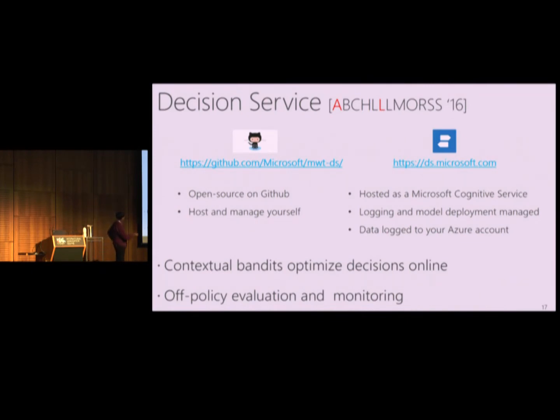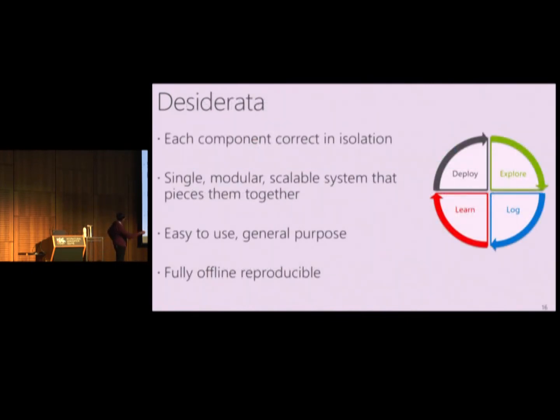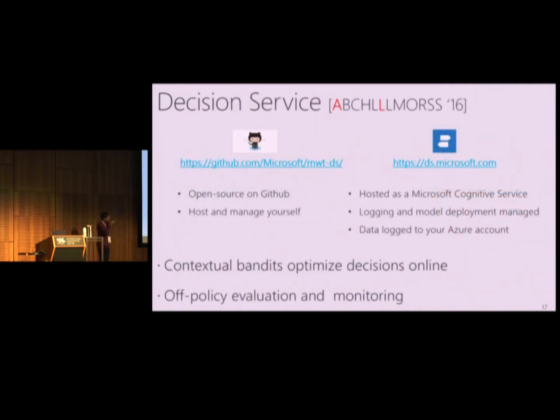It provides basically implementations of all the 4 pieces you see here. You can download it, and there's an easy way to deploy it on Azure. It provides Contextual Bandit algorithms to optimize things online. As you collect experiences, they are recorded into an Azure storage account. And we also provide off-policy evaluation and learning tools that you can use to experiment with that data.